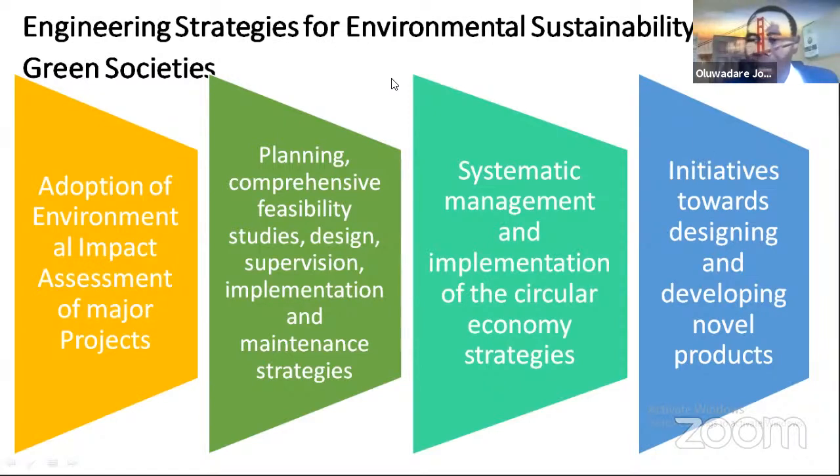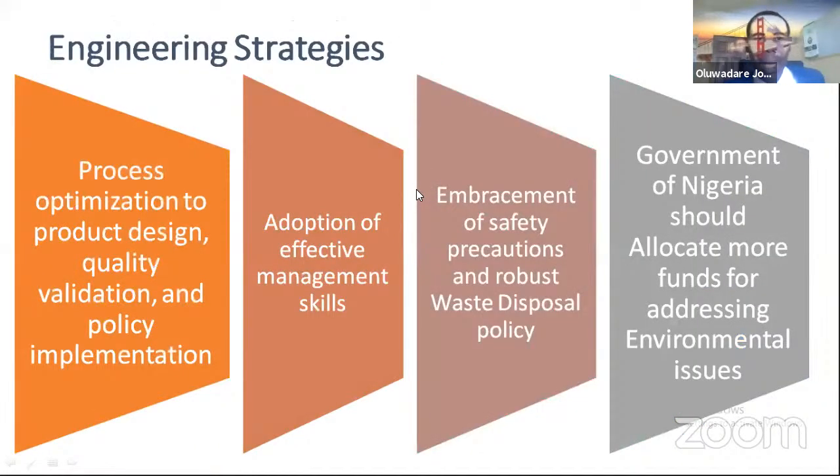Another thing is initiative toward designing and developing novel products. Novel product. Another thing, strategies. Number 6 is process optimization to product design.